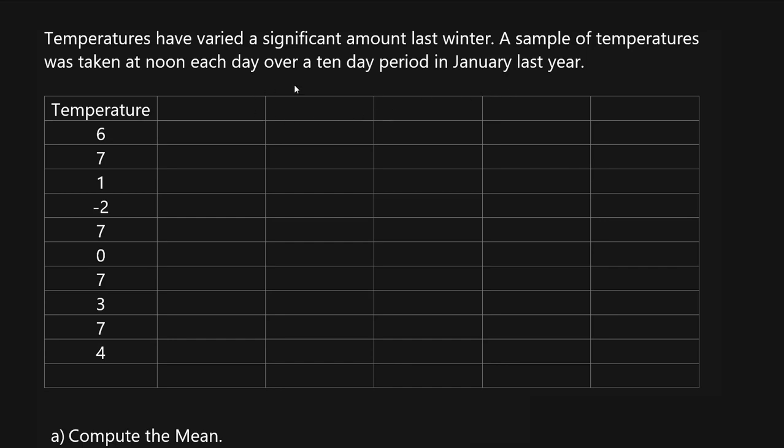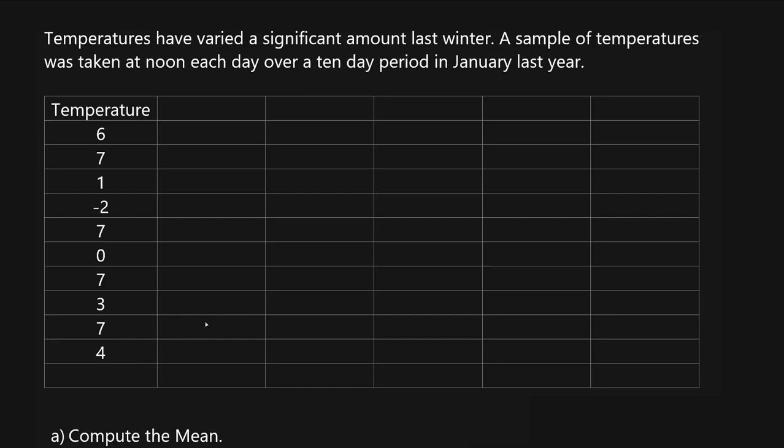So it says, temperatures have varied a significant amount last winter. A sample of temperatures was taken at noon each day over a 10-day period in January last year. And then we have a table here, most of it's not filled out, but in the table we have 10 different data points. Keep in mind they said that we took a sample of temperatures each day over a 10-day period. So we've got 10 different temperatures. Okay, so we've got a list of data here.